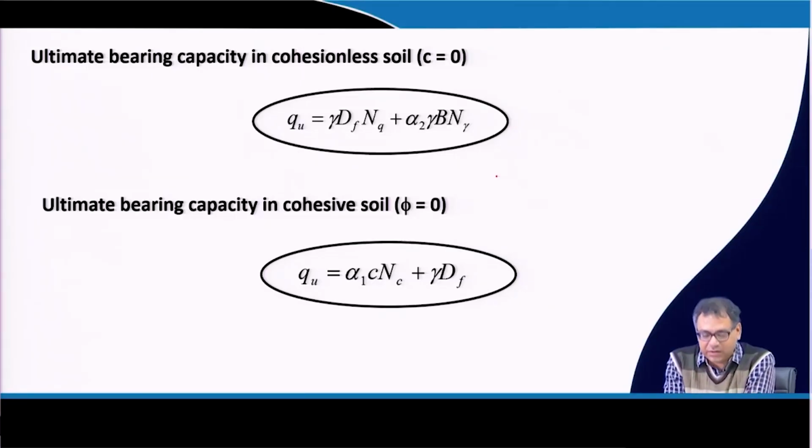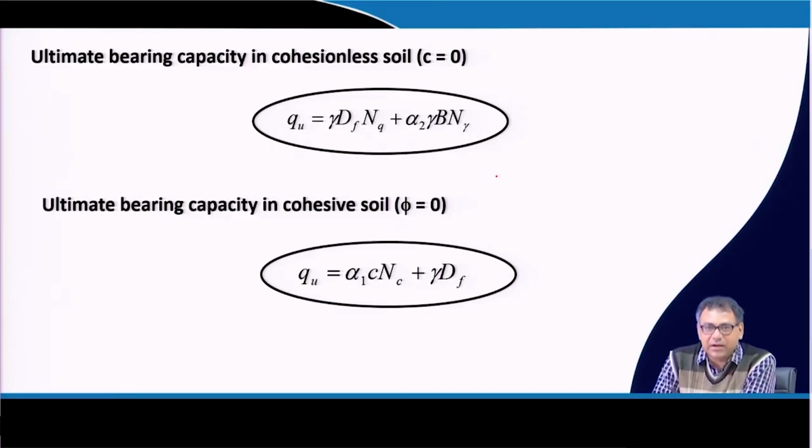Okay, now this is the case for two extreme conditions: one is C equal to 0, another is phi equal to 0. For C equal to 0, the first term vanishes because C is 0, so there will be only the second term and third term. We can see the ultimate bearing capacity of the soil is a function of Df as well as the width. That means for sandy soil, the ultimate bearing capacity is a function of the depth of the foundation as well as the width of the foundation.